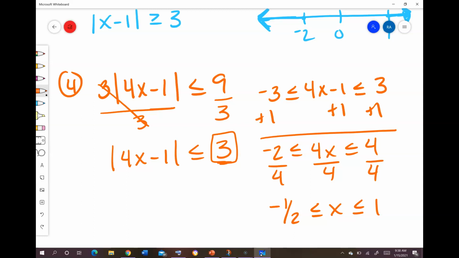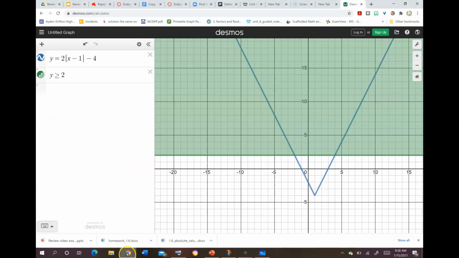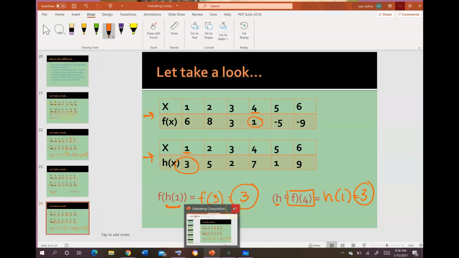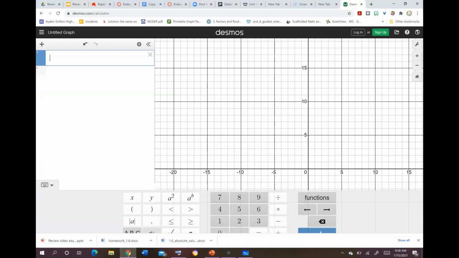That means I should have something that is solid shaded when I graph this on my Desmos. So let's go to Desmos and let's check our answers. Okay. First I'm gonna, there we go. Let's exit. No, I need that for today. All right. Sorry, talking out loud. All right, here we go.